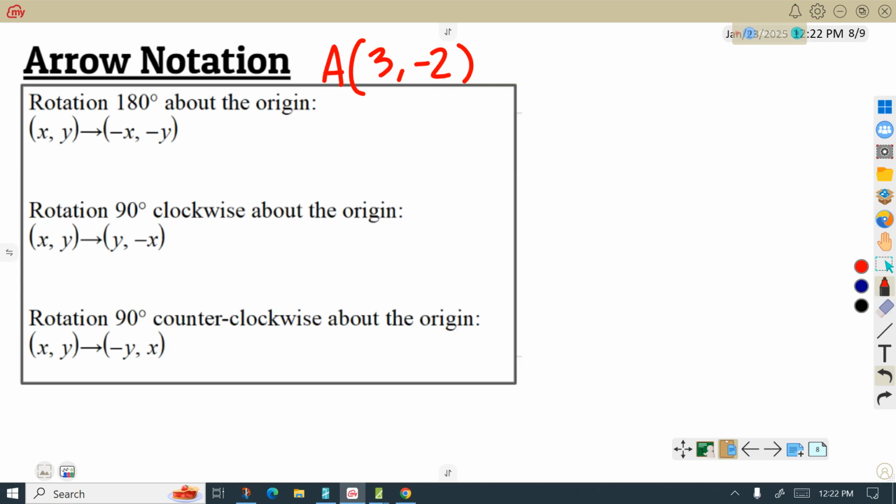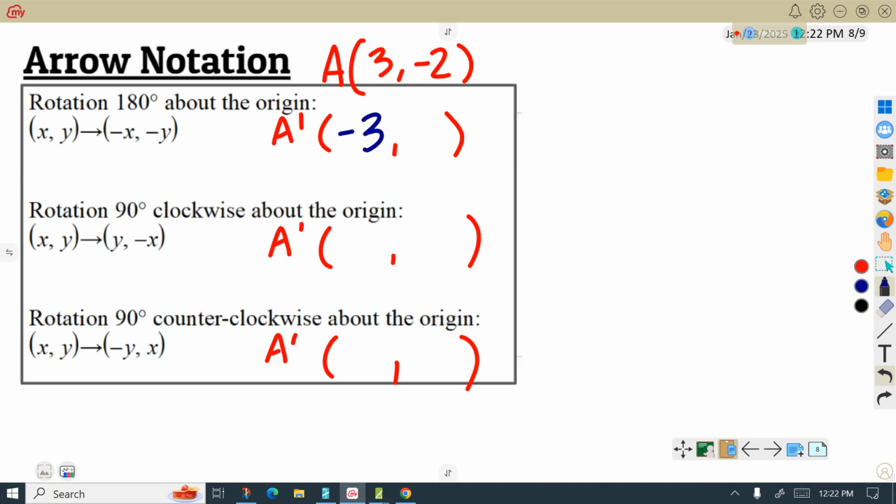Okay, and so then I'll show you how to do an A prime if it was this one, an A prime if it was this one, and A prime if it was that one. And then maybe you guys can see the way the pattern works, all right? So for 180, all we do is just change the sign. So the +3 becomes a negative, the -2 becomes a +2.